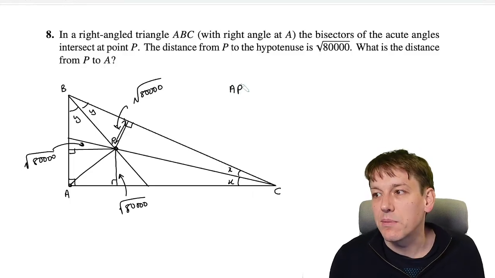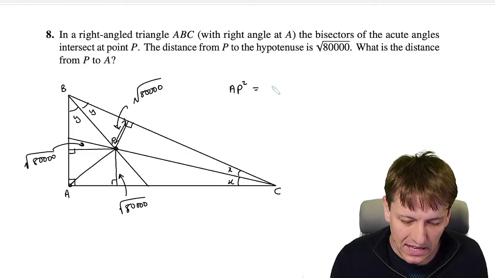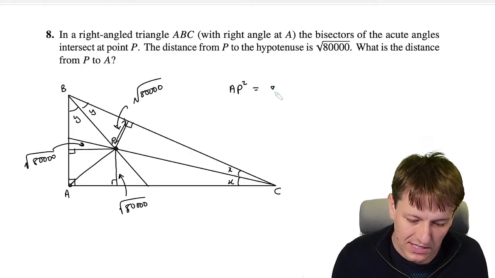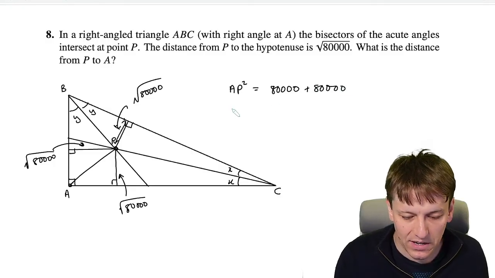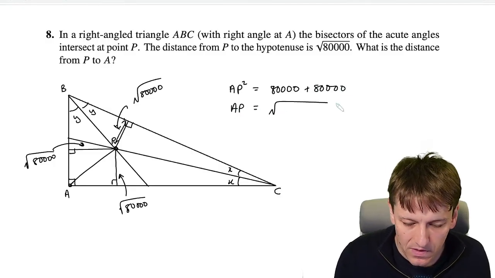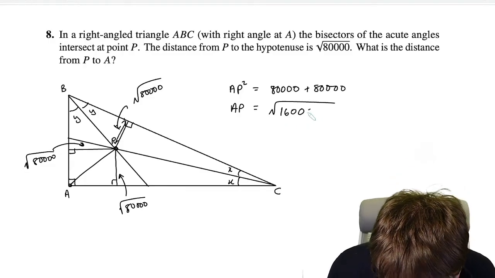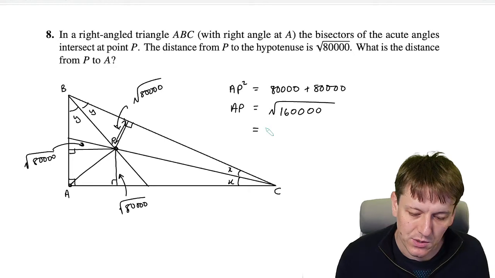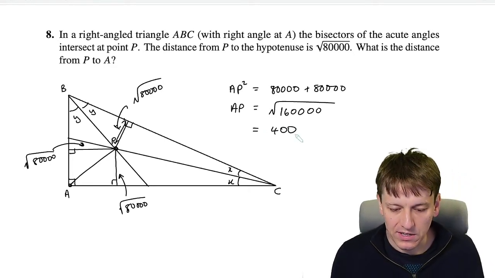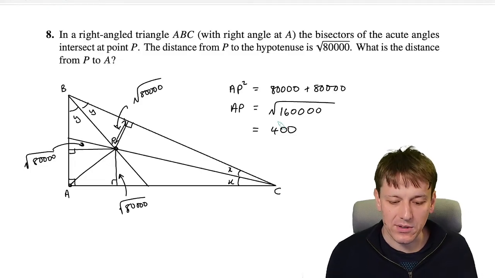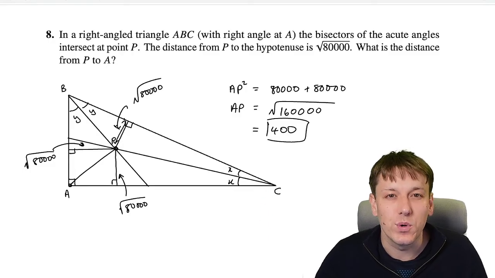And then we can just apply Pythagoras' theorem to get the distance from P to A here. AP squared is going to be root 80,000 squared plus root 80,000 squared, so I get that AP here is the square root of 160,000, and the square root of 160,000 is 400. 400 times 400 is 160,000, and so that's the answer to this question. The distance from A to P is 400.